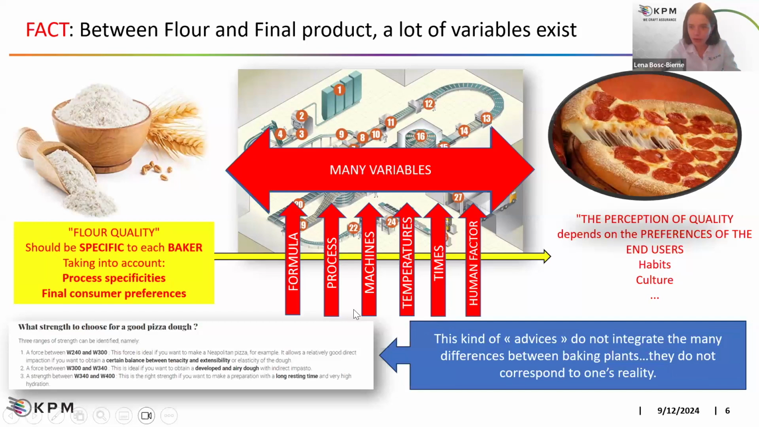So when we find such advice that for making a good pizza, you need a flour with a strength, a W value with the alveograph between this and that, yes, that can give you an idea, but it does not integrate the many differences between the baking plants. And so it has really little chance to correspond to your specific reality.